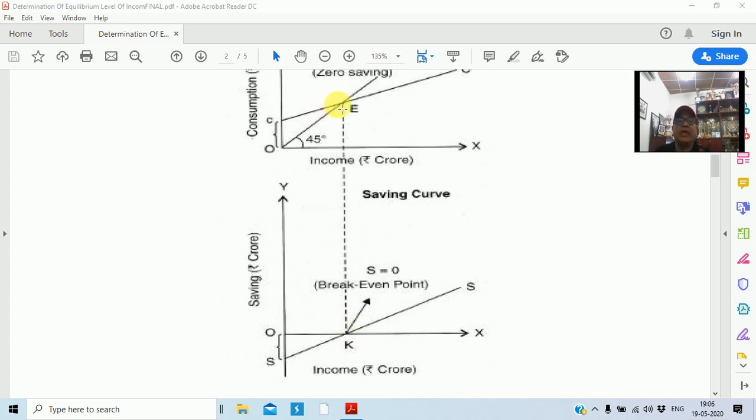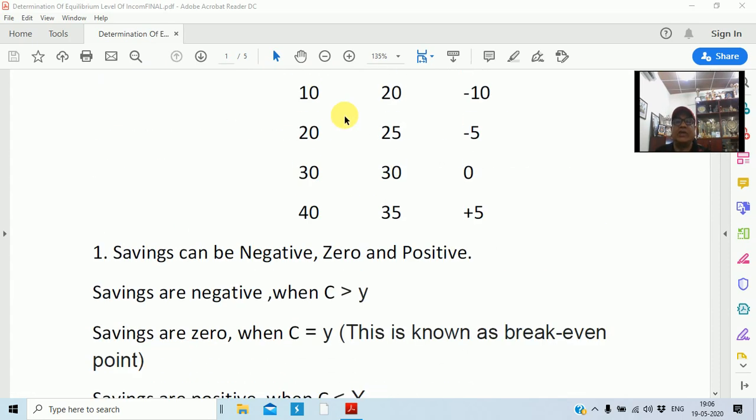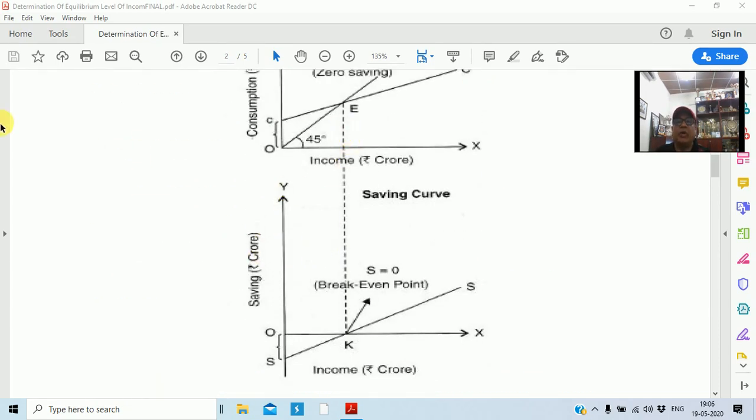The point where income is equal to consumption. Here in the schedule, income is equal to consumption. How much is the saving? 0. So same in the diagram also. The point where income is equal to consumption is also known as the break-even point. What happens? Savings is 0. See here, savings is 0.